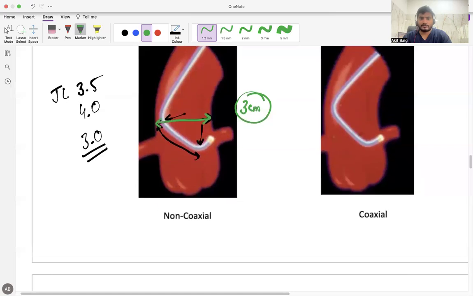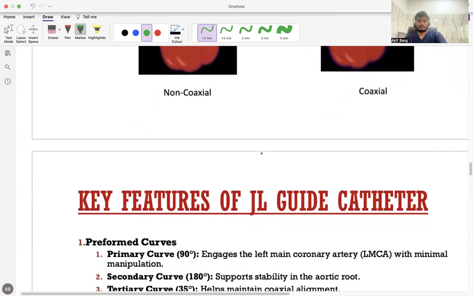Another important thing is that whenever you put a catheter, it has to be coaxial. Coaxial means the direction of the injection should align with that of the left coronary artery. So this is the coaxial one, and this is the non-coaxial.